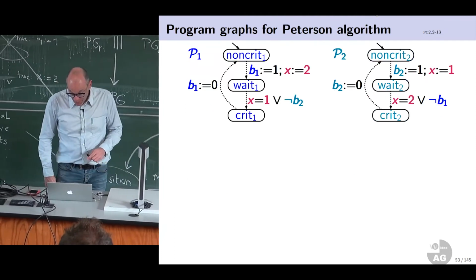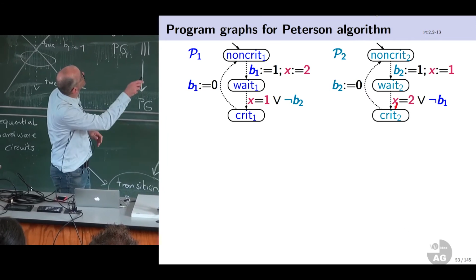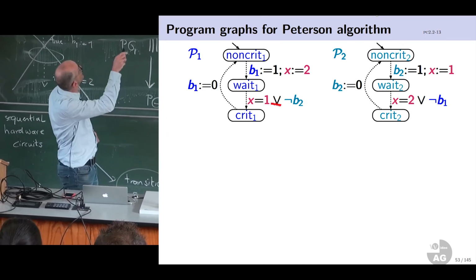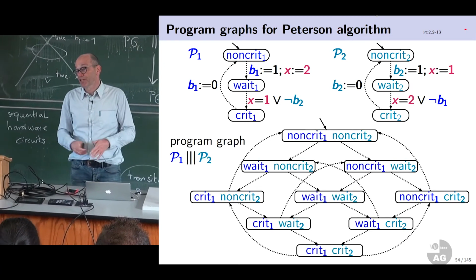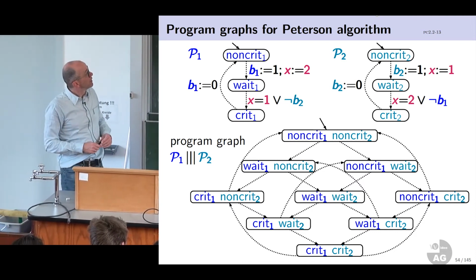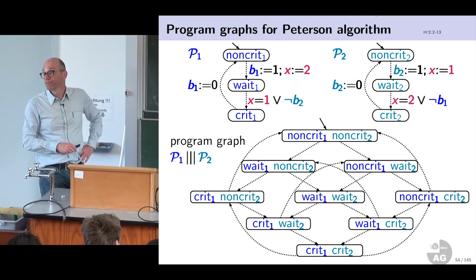Good. So here is P1 and here is P2. P2 is similar, except that the guard here is x equals 2 or non-B1. That's the symmetric version to this one. We can build a program graph. It's exactly the same as before. It's just a parallel composition, so it's just a Cartesian product of the 2 program graphs. So similar picture as before.